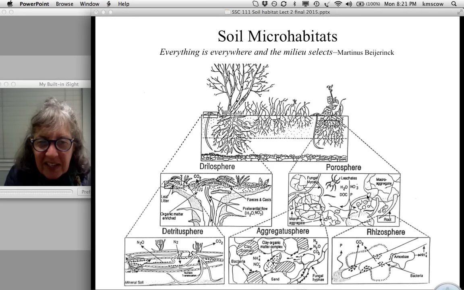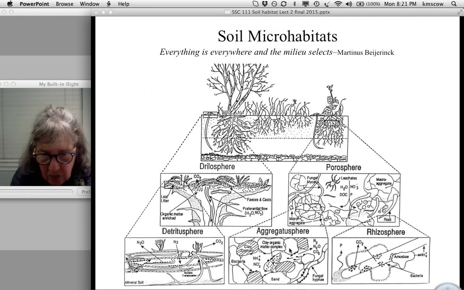We see some aggregates and big pores and small pores inside aggregates. Someone has named the aggregate the aggregatosphere, where you're going down inside this aggregate and looking at the clay and this organic matter and bacteria perhaps hiding out in these small pores, and fungi maybe going by and gluing together some of these particles, helping make this aggregate. So another really different kind of microenvironment.